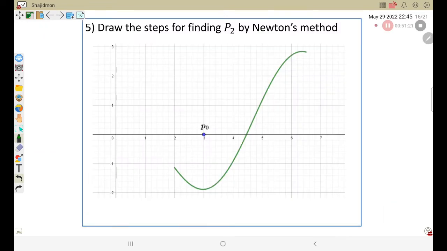We will go to the next one now. Question number 5: draw the steps for finding P2. In this graph, you need to draw how we get P1 and how we get P2. We need to draw the steps. Okay, that is the question. Draw the steps for finding P2. We will do it one by one.